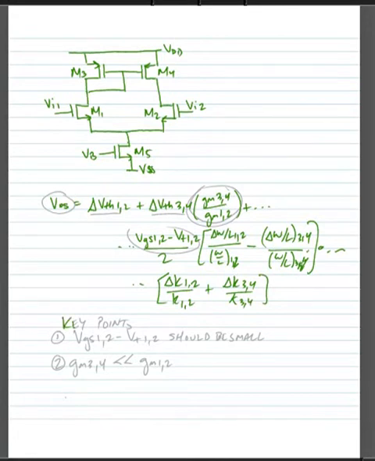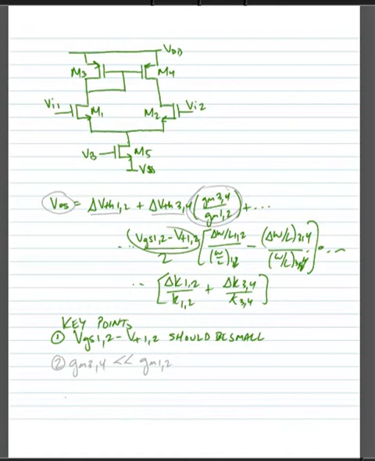Alright, so the key points to this derivation are we want to minimize the offset voltage as we did in the previous example. And one way that we might minimize the overdrive voltage is that VGS 1,2 minus VT 1,2 should be small. Looking here, if we make that voltage small, we make the overdrive voltage smaller.